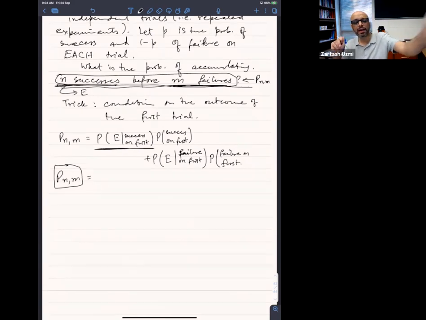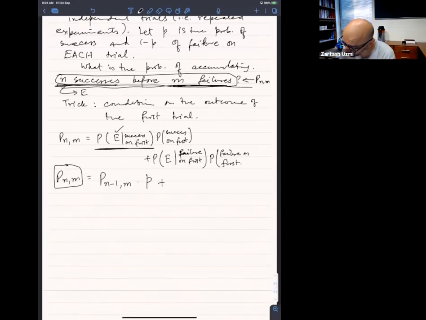What is the probability of E given success on the first trial? पहले में success आ गई है. Now what is the probability of eventually this guy happening, n successes before m failures, if you have already seen the first success? एक success आपके पास आ गई है, अब आपने सिर्फ n-1 successes लेनी है. Now you only need n-1 successes before how many failures? Before m failures. Because failure तो अभी कोई नहीं हुई है, अभी तो एक ही trial किया है, उस पे success आ गई. And what is the probability of success in the first trial? It is small p.